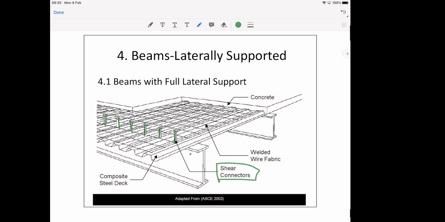But in Thailand, it's not as popular because the shear connector is still pretty expensive, even though there are some guys who just started making these connectors in Thailand. That makes the price come down a little bit, but it's still rather expensive, okay?